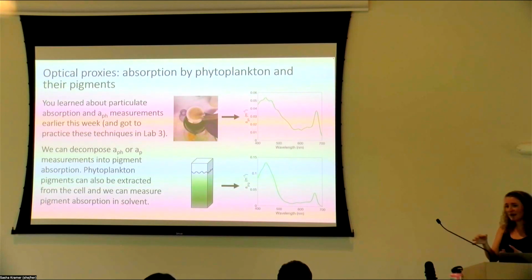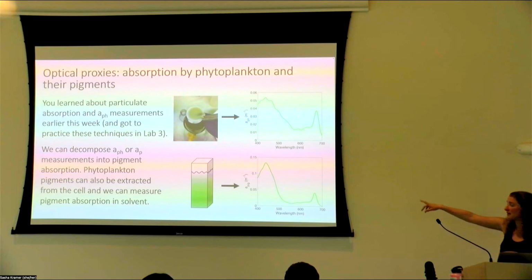So you take the pigments that you filter onto a filter pad, and you can extract them into a solvent. The pigments themselves are going to be extracted out of the phytoplankton cells and dissolve into this solvent. And then you can measure the absorption of the solvent. So you know that you're looking at those pigments, but in this kind of background environment.